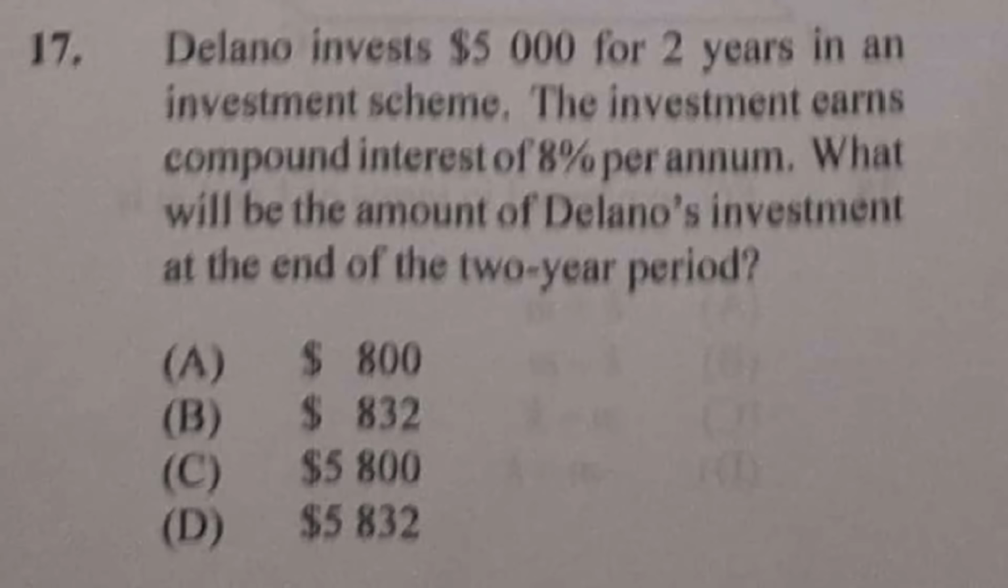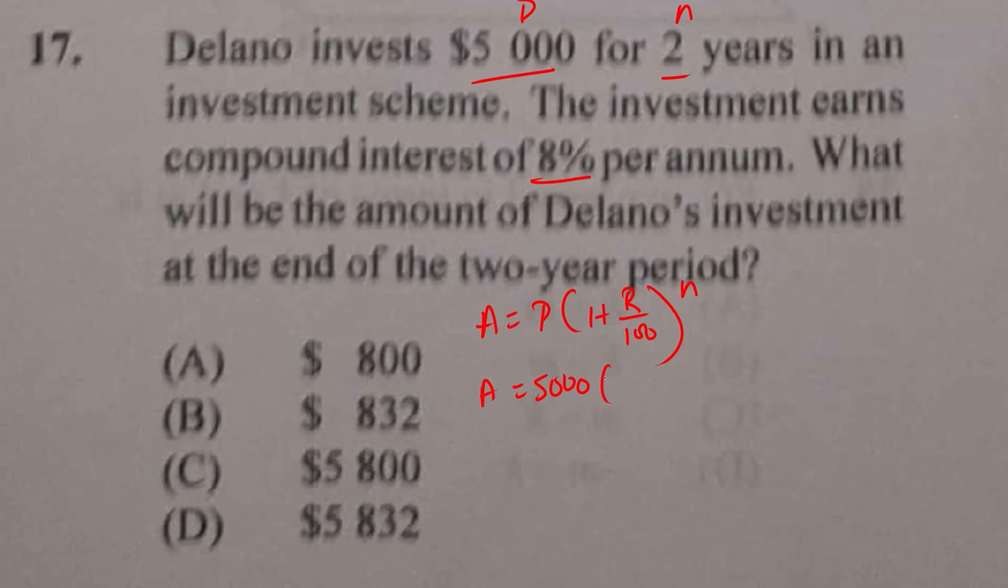So to calculate the amount of Delana's investment, we look at the formula. A, which is the amount, and these questions can be worked multiple ways, is P open bracket 1 plus r over 100 to the nth. And n is for the time, P is for the principal, and r represents the rate. So let's plug in what we have. Our principal is 5,000, n, which is the time, is 2 years, and the rate is 8%. So we have 5,000.